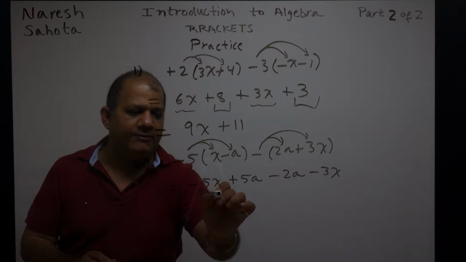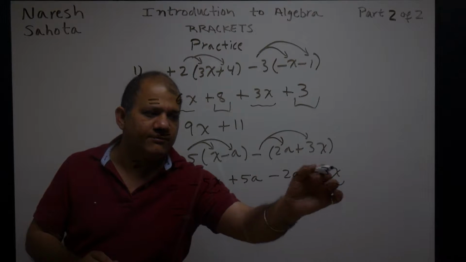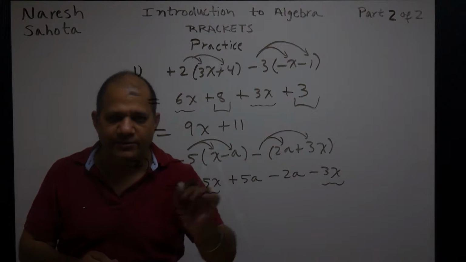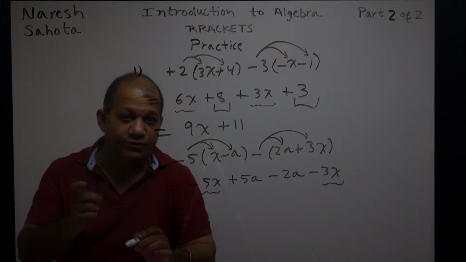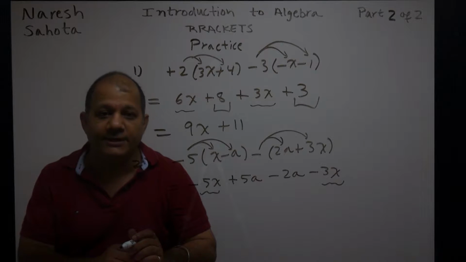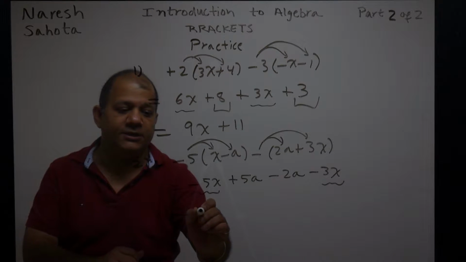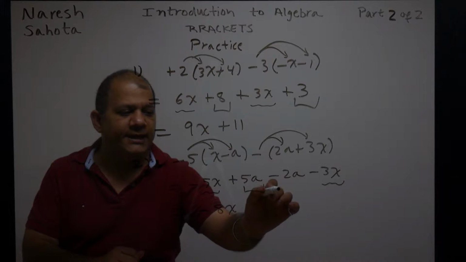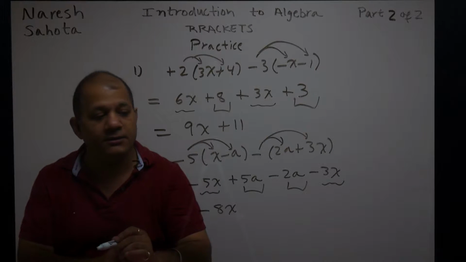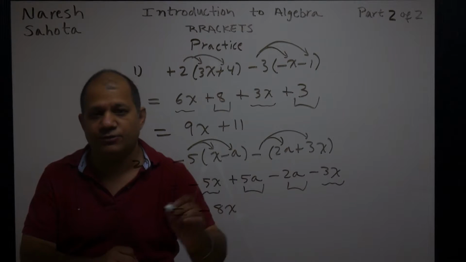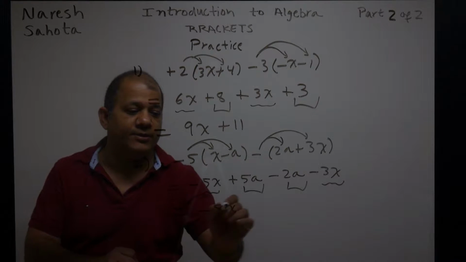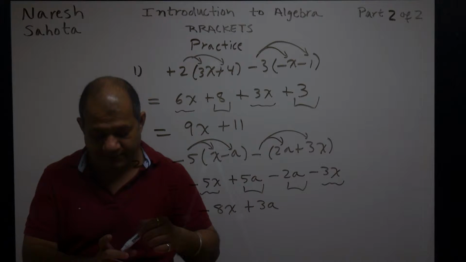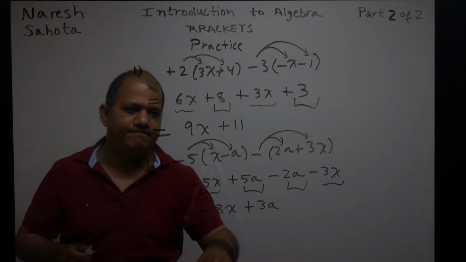Now collect like terms. Okay, so we have an x term and we also have another x term. So negative 5x and negative 3x. So we're adding two negative numbers, negative 5 and negative 3, add to give us negative 8, so it's negative 8x. And now we have the a terms, which are alike. So 5a take away 2a. 5 take away 2 is 3, so this is 3a. So that's the answer, negative 8x plus 3a.